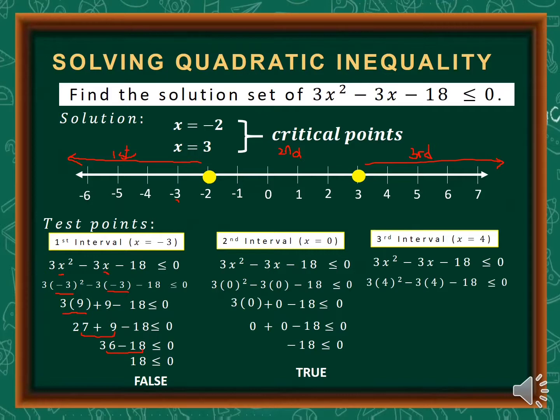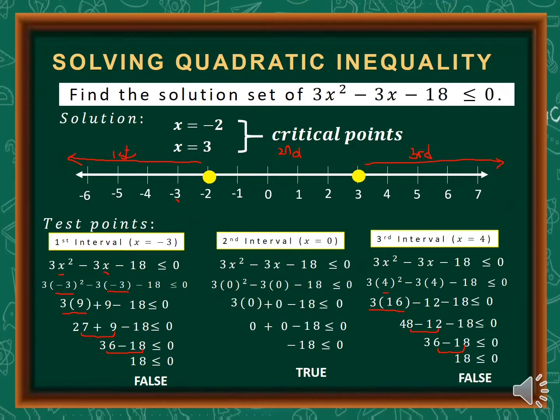Substitute natin. So, we have 4, 4, 4. Ayan. So, 4 squared, we have 16. 3 times 4, we have 12. Negative 18 is less than or equal to 0. What is 3 times 16? Correct. So, that is 48. 48 minus 12 minus 18 is less than or equal to 0. 48 minus 12 is, the answer is 36. 36 minus 18 is less than or equal to 0. And 36 minus 18 is equal to 18. 18 is less than or equal to 0. True or false? Very good.